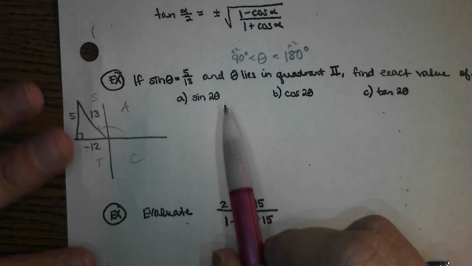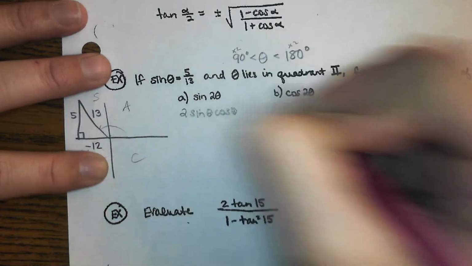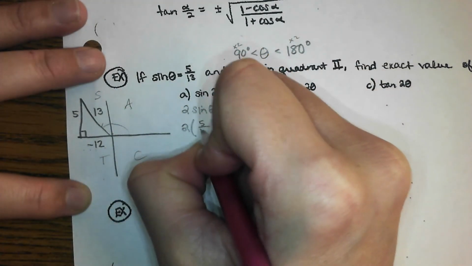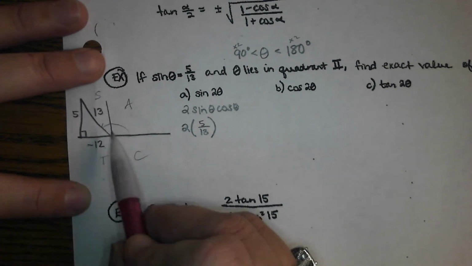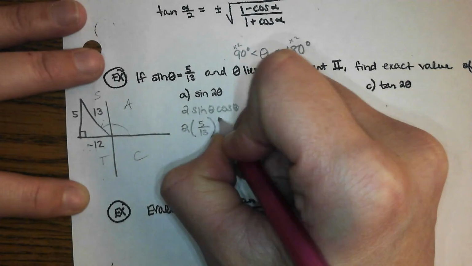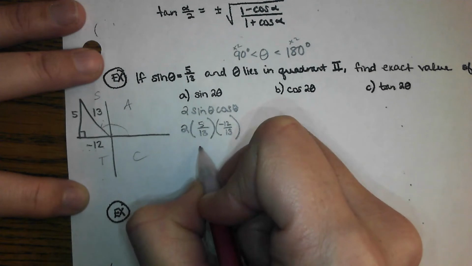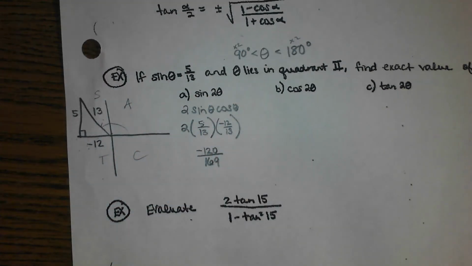But the sine of 2 theta from your double angle formula above is 2 sine theta cosine theta. So your 2 is there. Your sine of theta is 5/13. You can either reprocess that by doing opposite over hypotenuse, or you can just pull it from what they gave you. And the cosine of theta is adjacent over hypotenuse, so -12/13. So when you multiply across the top, you get -120 over 169. Good?